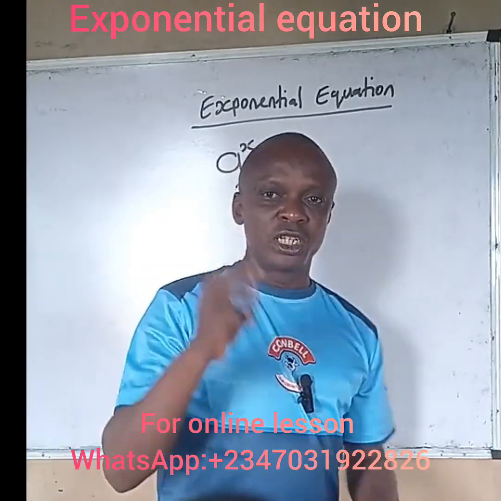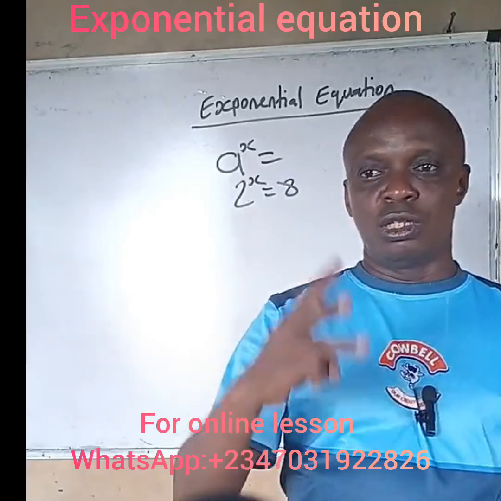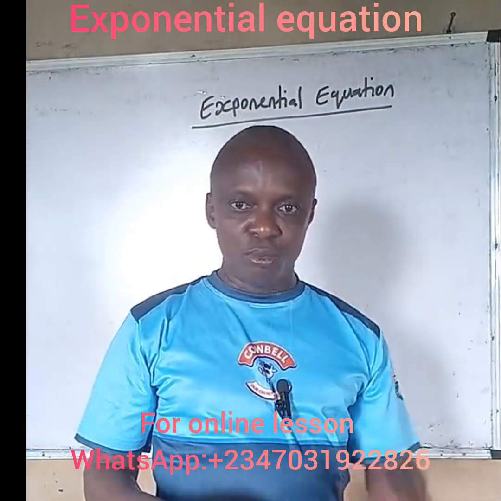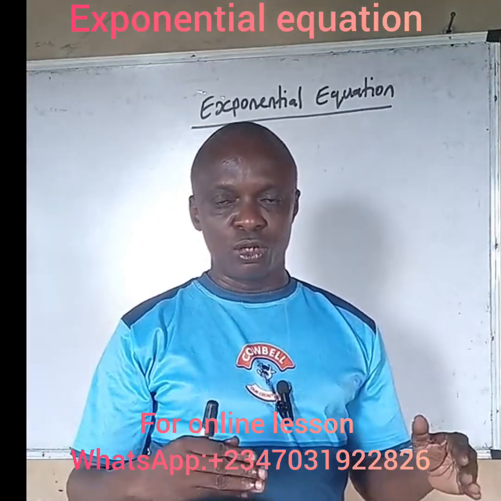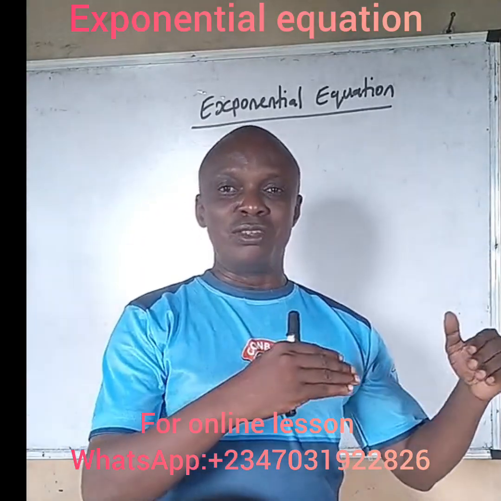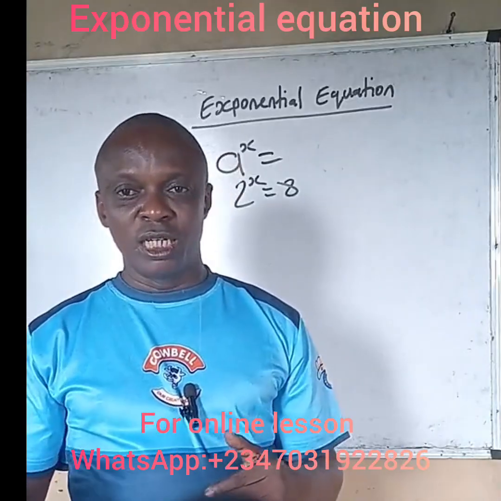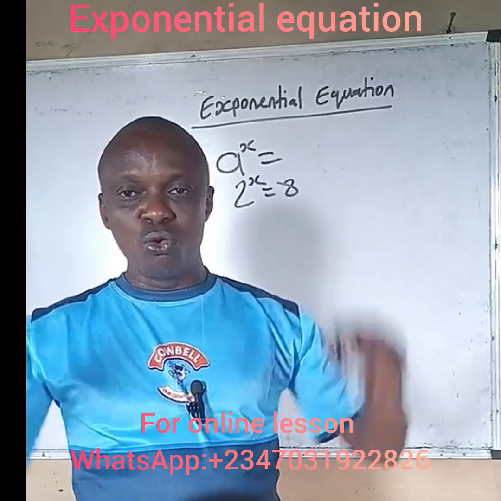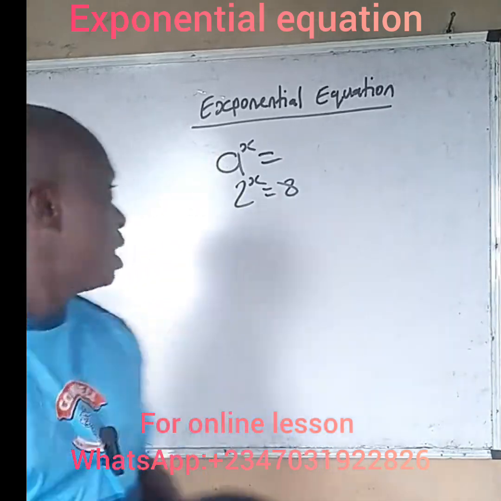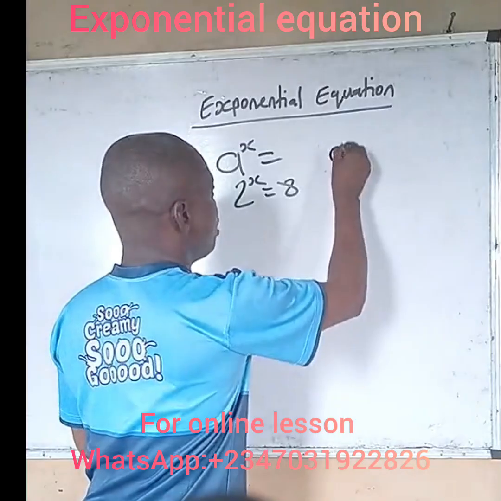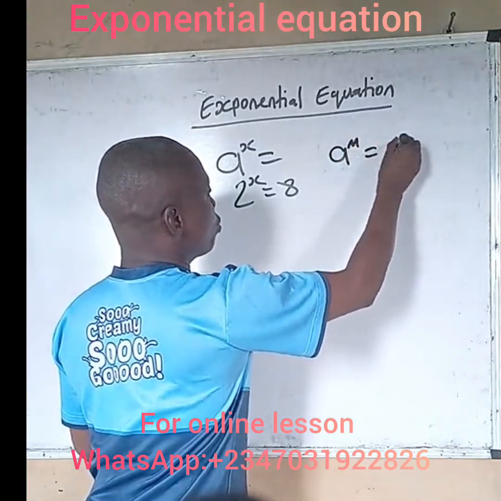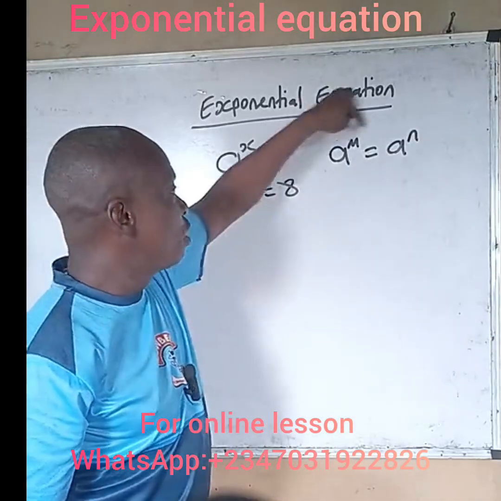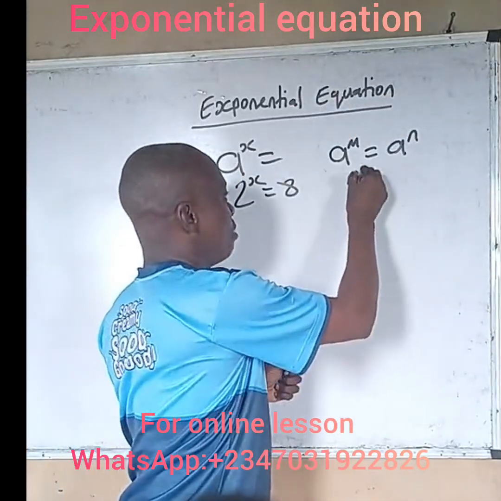Now we have 3 basic rules in solving exponential equations. The first rule says that if the base is equal on both sides of the equation, then you equate the variables, that is, the powers. For example, if I have a raised to power n equals a raised to power n, that's the first law. It says if the bases are equal, equate the powers as your answer. So your answer here will be n equals n.